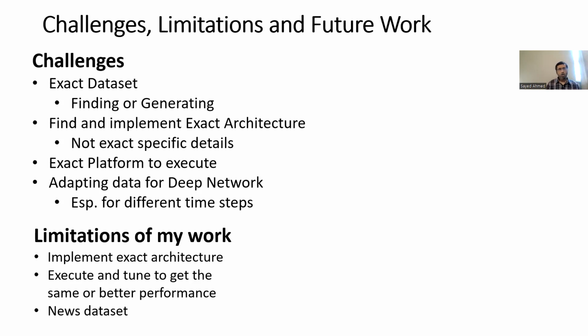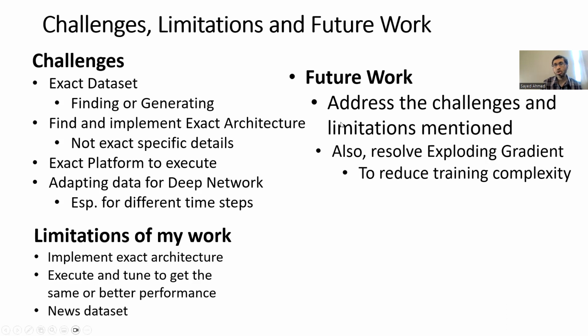Anyway, on the news data set, I used only 15,000 news articles, but the paper used 1 million. So there is something to improve there for sure. Future work should definitely address those challenges. The paper also has the exploding gradient problem to resolve. I believe I'm using a similar architecture, so the same problem can be there and I could improve it.